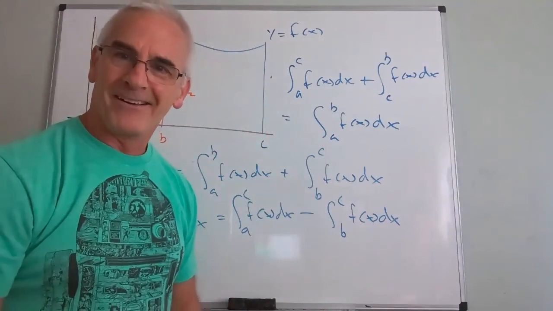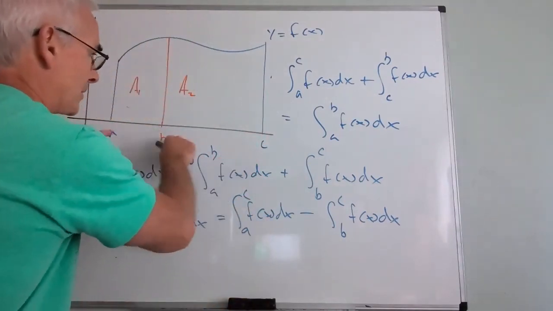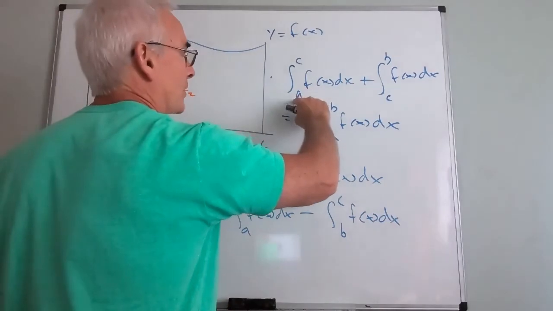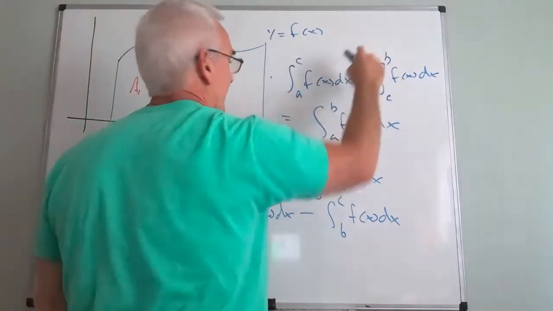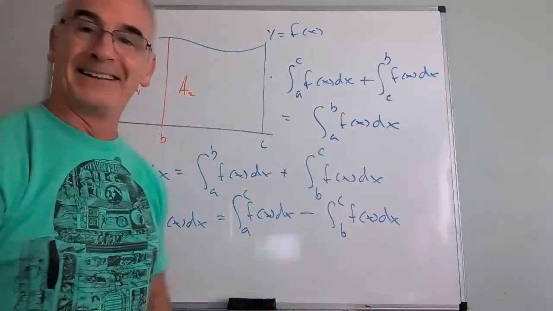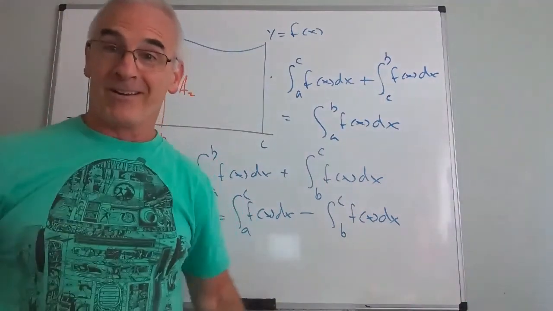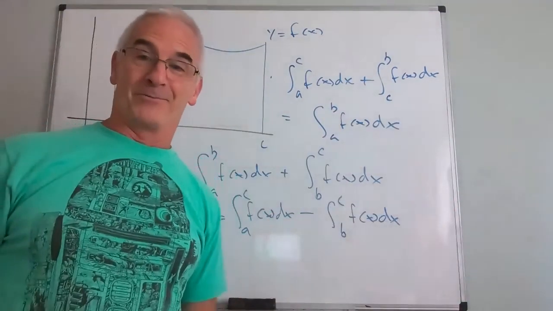Yeah. I'm proving to you that it doesn't even matter the order of the numbers. If I go from a to c, c to b, that's the same as going a to b. Regardless of what the numbers are. It doesn't matter what order the numbers are. Whoa.